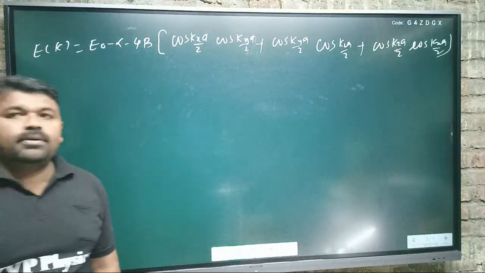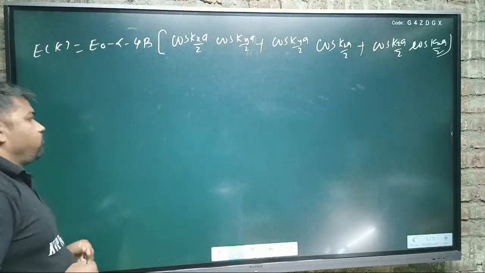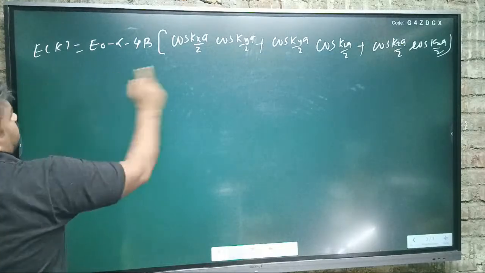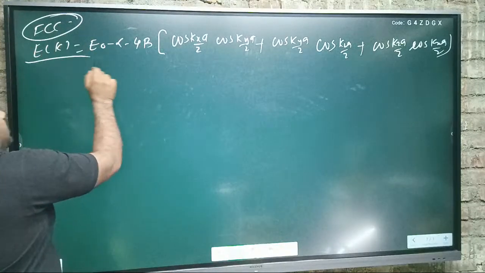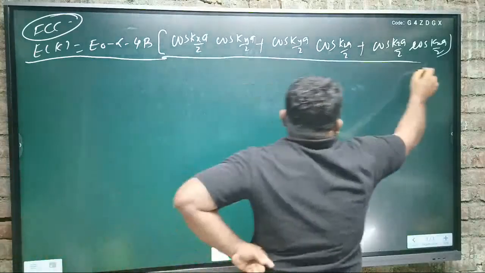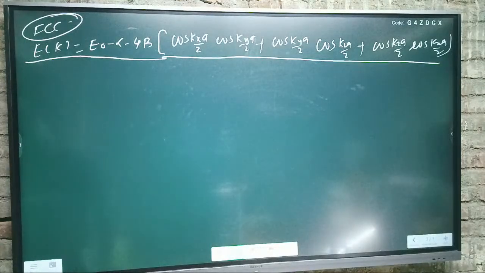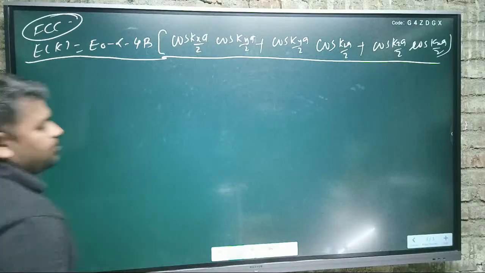This is the energy function for FCC structure. FCC energy, tight binding approximation. E of k is equal to E naught minus alpha minus 4 beta cos kx upon 2 into cos ky upon 2 plus, okay, sequentially. Yes, up to here any problem?